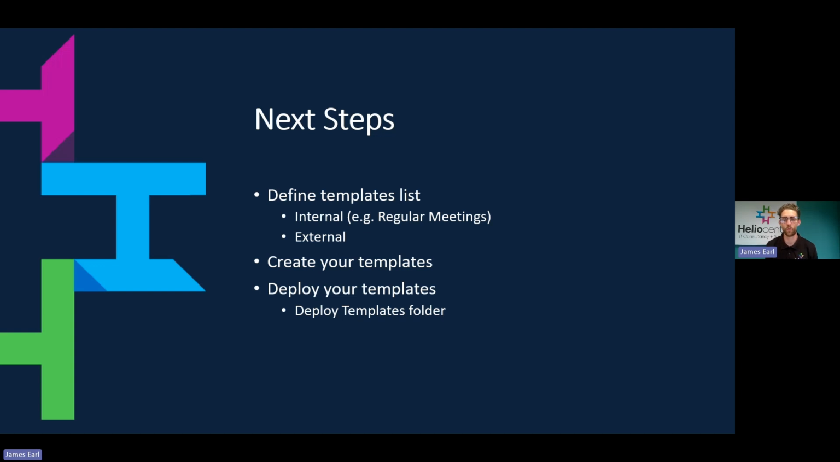As I mentioned, the internal ones, you may have regular meetings that you want to set up different templates for each of those meeting types. So you've got some of the information already there, the sections set out nice and clearly to save even more time. Once you've defined your list, you can then go ahead and actually create all of your templates. So take your time, get them looking really nice, get all the layouts working as you'd expect and how you want them. And then the final step, as we just discussed, is getting it deployed correctly.